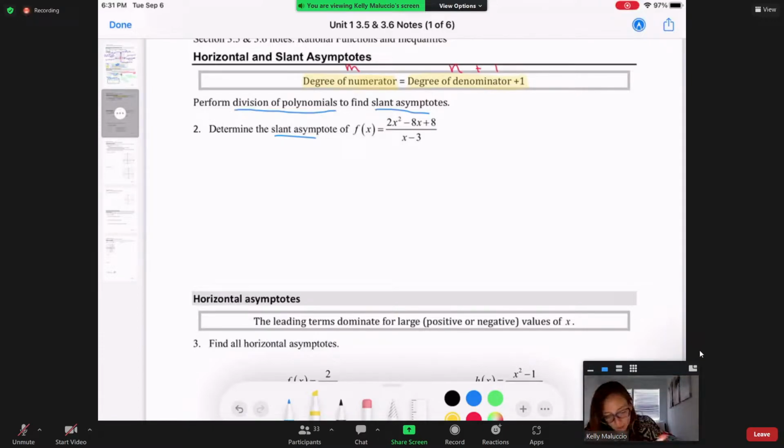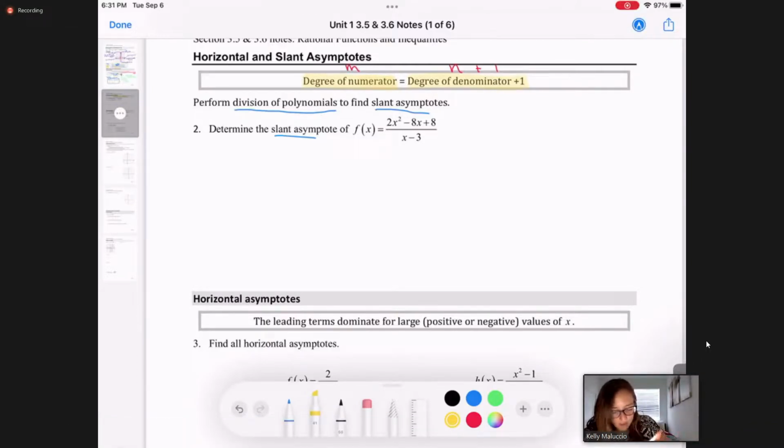So we have this to determine the slant asymptote. We have f of x is 2x squared minus 8x plus 8 over x minus 3, and x minus 3, the denominator, is always what you're dividing by, right? So in this case, it's called our divisor, right? So I'm going to set this whole thing up, and let's try to make it nice.